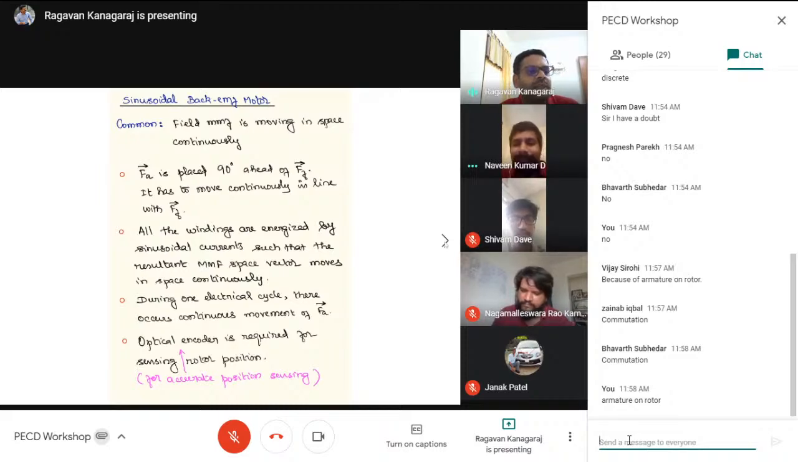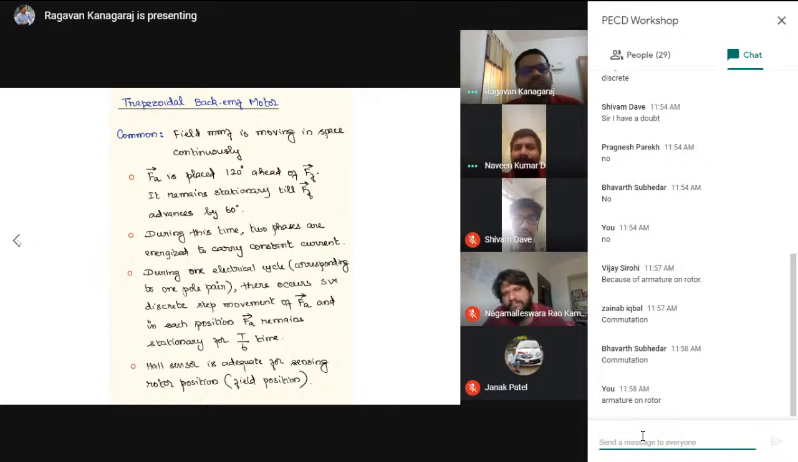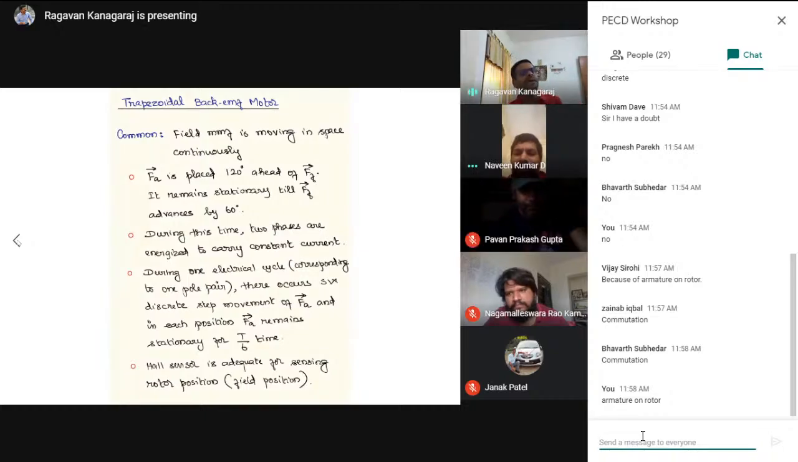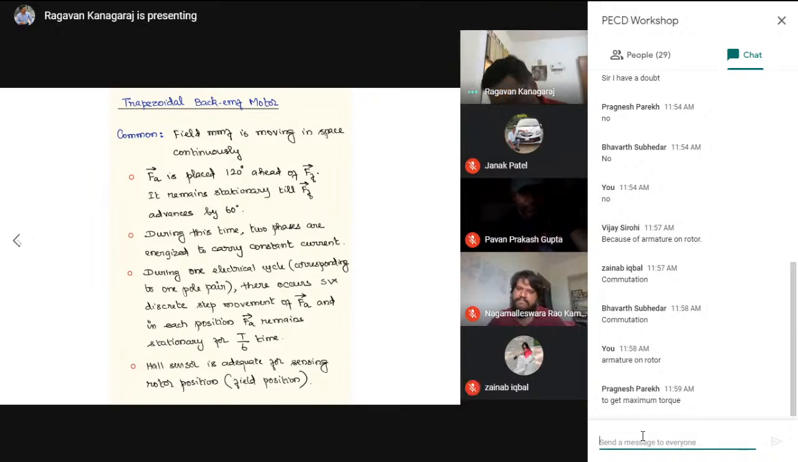Now we are going for the sinusoidal back EMF motor. Now you tell me the analogous statements for the sinusoidal back EMF motor. In a sinusoidal back EMF motor, what do you want to do? Sinusoidal current. Why do you want to inject sinusoidal current? To make power constant. Harmonics are less than sinusoid. Anything else? To make torque and power constant.